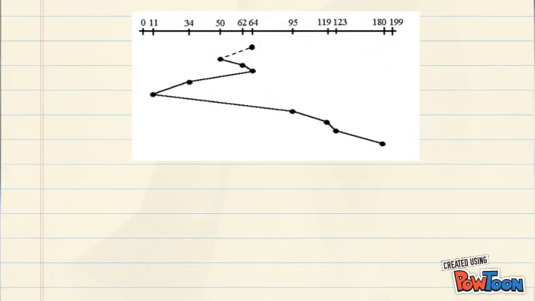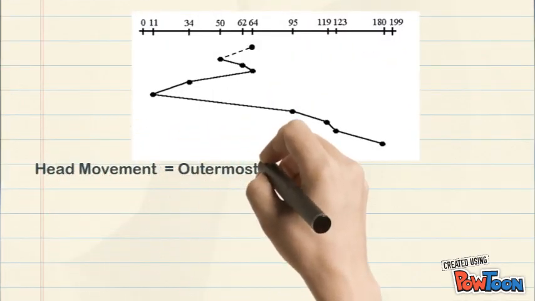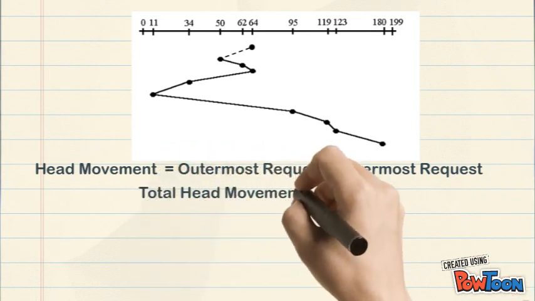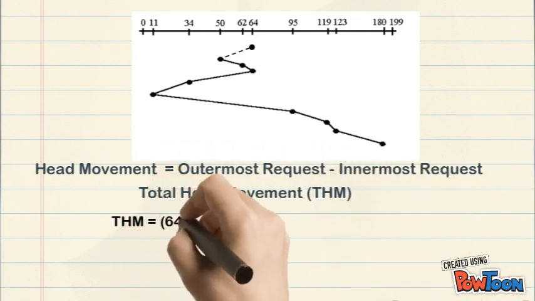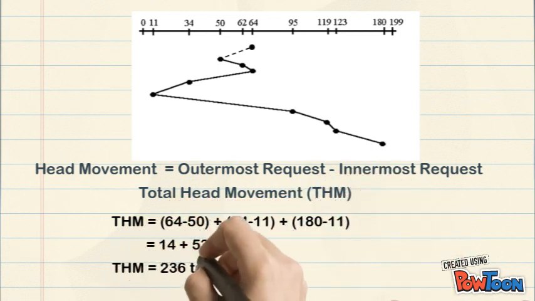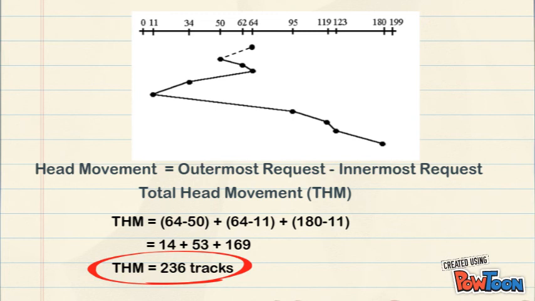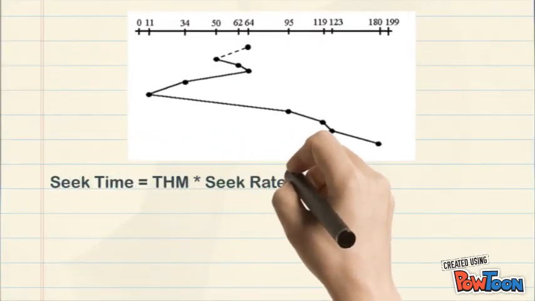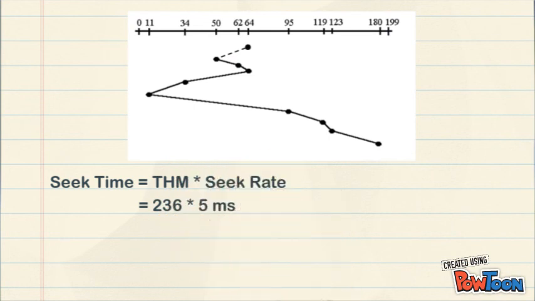Computing the total head movement for this algorithm is the same as for the FCFS algorithm. Here, we simplify the computation by subtracting the innermost track from the outermost track instead of subtracting one by one. The formula for SSTF seek time is the same as in FCFS. It applies to all algorithms as well.